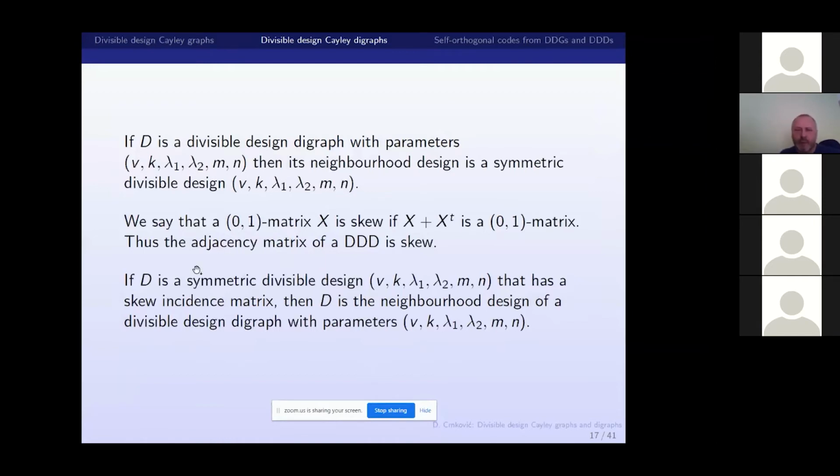So now we'll say when we will call a matrix Q. We say that a 0,1 matrix X is Q if X plus its transpose is a 0,1 matrix again. So thus the adjacency matrix of a DDD is Q by this definition. If D is a symmetric divisible design with parameters v, k, lambda 1, lambda 2, m, n that has a skew incidence matrix, then D is the neighborhood design of a divisible design digraph with the same parameters.